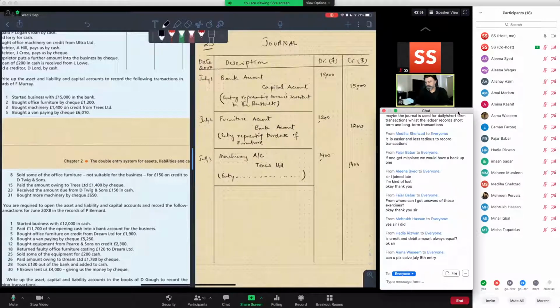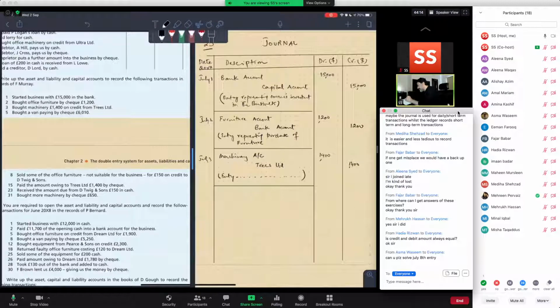Can you please solve the 8th July entry? Asma, yes, of course I will. 8th July is sold some office furniture not suitable for the business, $150 on credit to D. Twig and Sons. So basically what you have to do is just identify the significant parts of the transaction and leave out the irrelevant details, right?